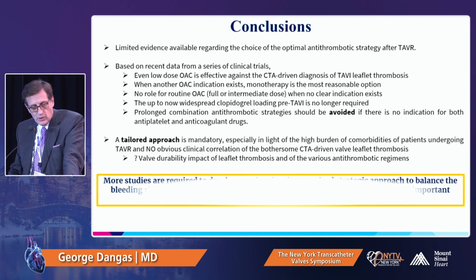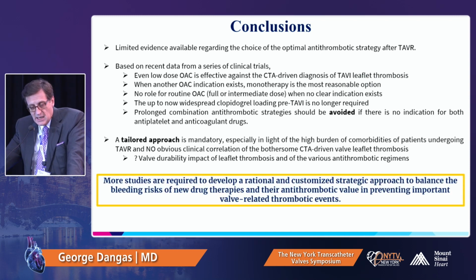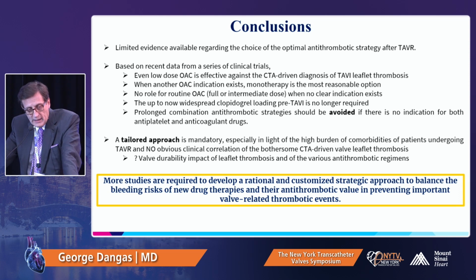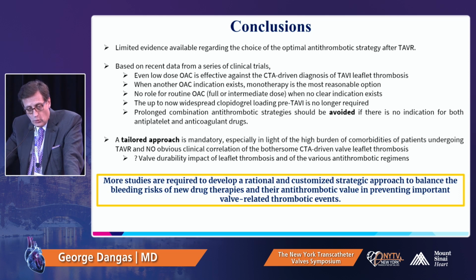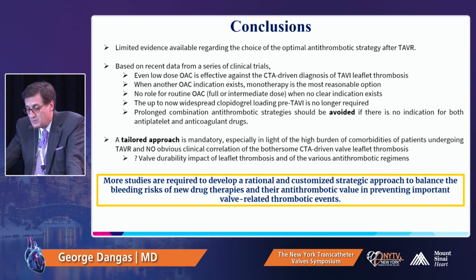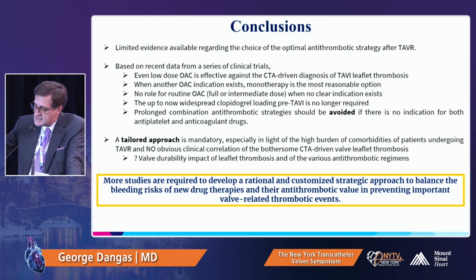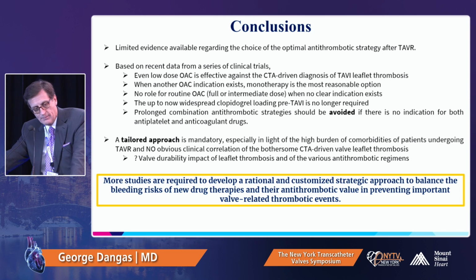So in conclusion, in general, we continue to have limited evidence, and thus far we have several trials, not very large, but several for sure. We know that even low-dose anticoagulation is effective against TAVR-related thrombosis. We know that when another indication for anticoagulation exists, monotherapy is the most reasonable option. We know that there is no role for routine anticoagulation when no clear indication exists. We know that the widespread clopidogrel loading before TAVR is no longer required and has been largely abandoned. And we also know that prolonged combination antithrombotic regimens should be avoided, and if deemed necessary, this necessity has to be re-examined at every doctor's visit.